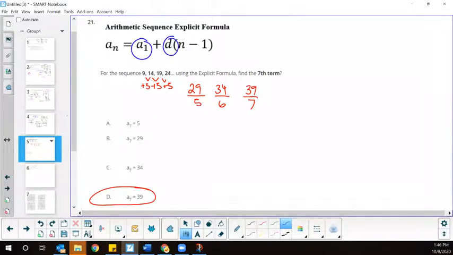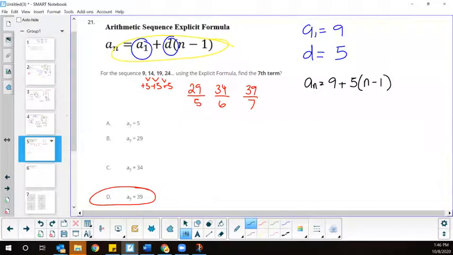So the first term we know already is 9. That's the first number in the list. And then the common difference, we call that D for difference, is 5. So we're going to plug those things into this formula here and simplify it. A sub n equals the first term plus 5, the common difference, times n minus 1. Okay, we plugged everything in.